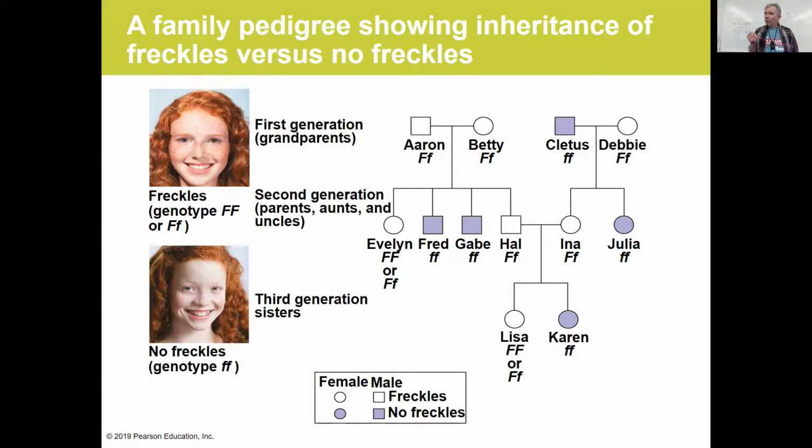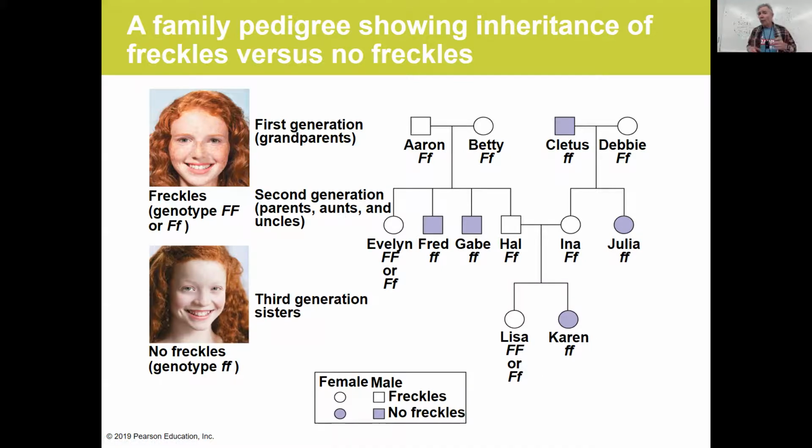Why? Well, she has freckles, so she's going to have a big F. And her father is Cletus without freckles, so the only thing he can give is a small f. So you know that she is heterozygous. And there's going to be the same cross as Aaron and Betty. Lisa is either big F, big F, or big F, small f. But Karen, you know, is small f, small f.